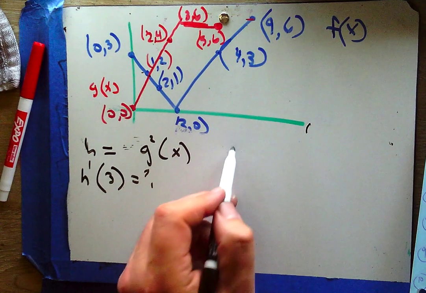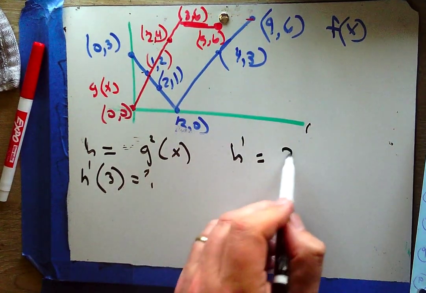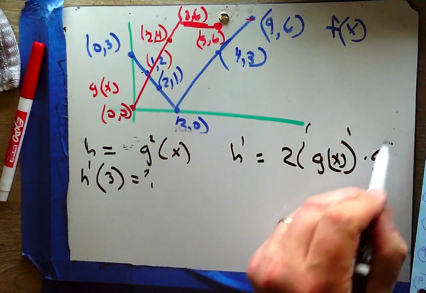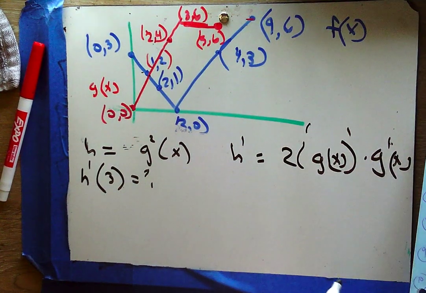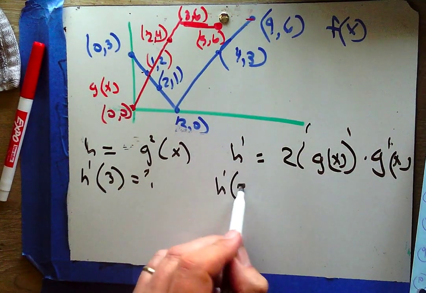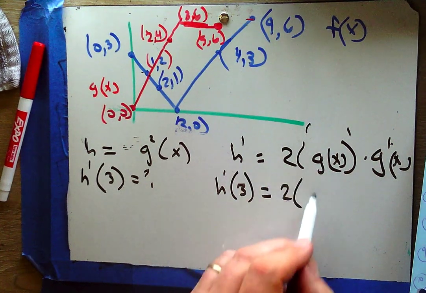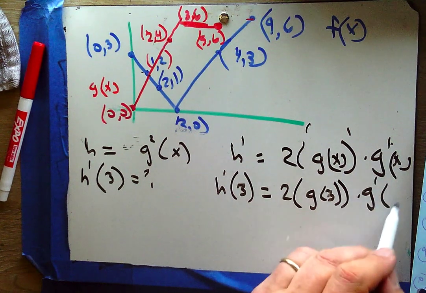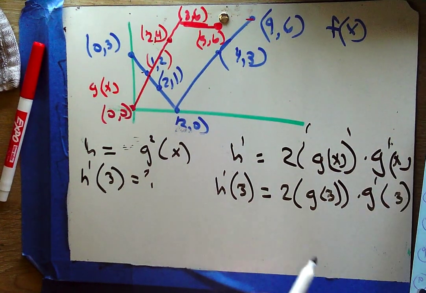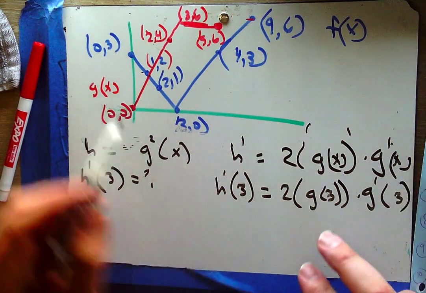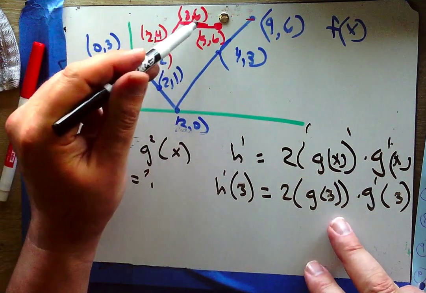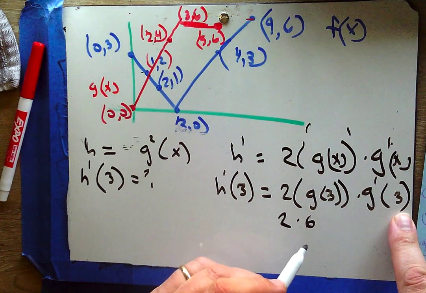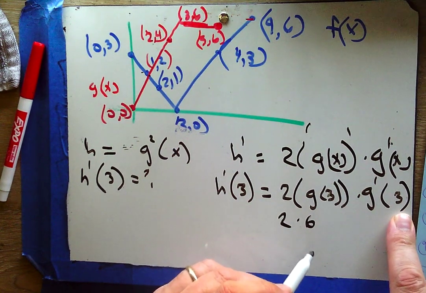Okay, pause the video, give it a try, come back. Hey, welcome back. Did you find that h prime of x was 2, leave the inside alone, times g prime of x? And so then h prime of 3 is going to be 2 times g of 3 times g prime of 3. g of 3, there's the g graph, g of 3 is 6. g prime of 3.